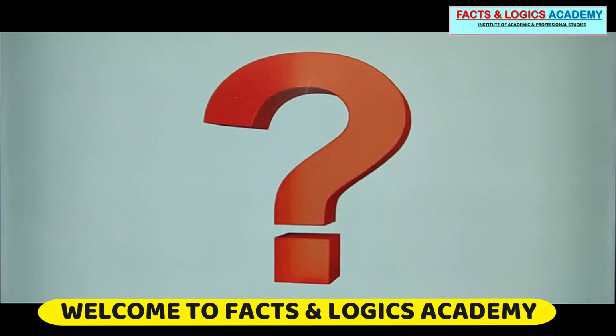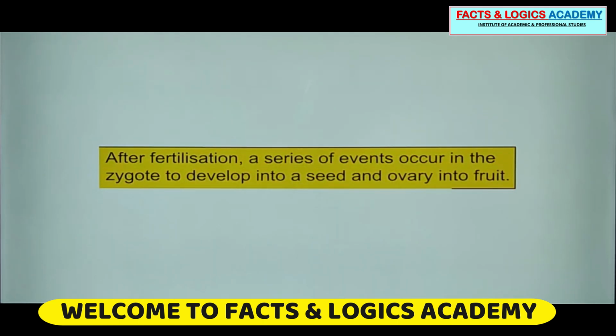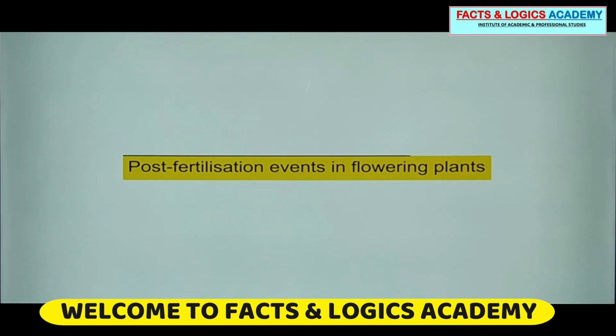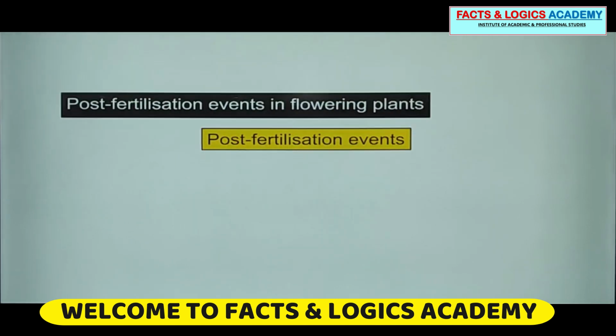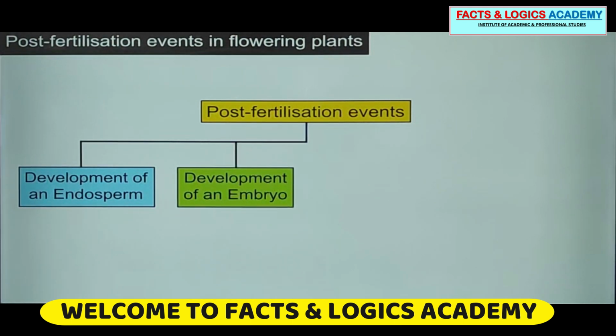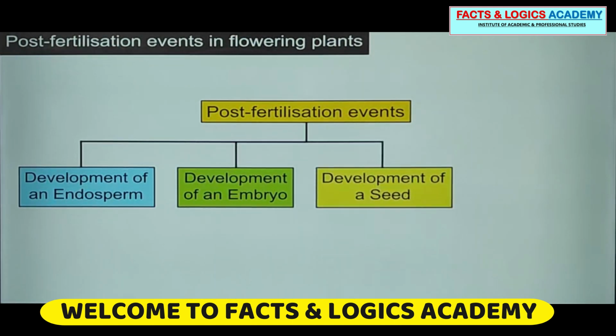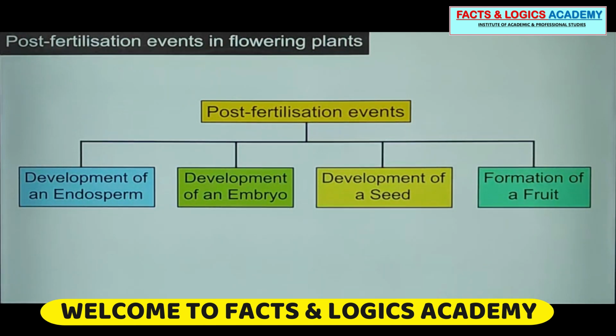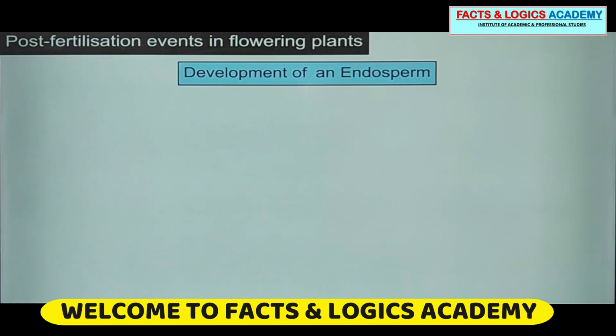But what happens then? Well, after fertilization, a series of events occur in the zygote to develop into a seed and the ovary into fruit. So, let's cover that in our current module. We shall examine post-fertilization events in flowering plants. These include development of an endosperm, development of an embryo, development of a seed, and formation of a fruit. Let's make a start with the first topic.